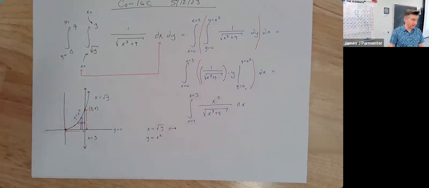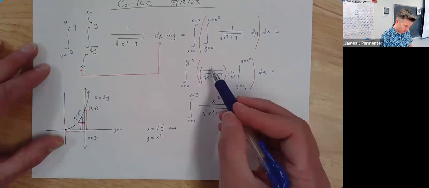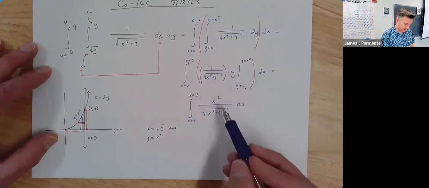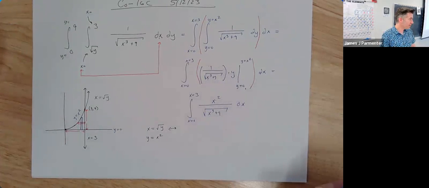Want to make sure everyone's seeing that, right? I've got 1 over that times x squared minus 1 over that times 0, which just ends up being x squared. That. And now the good news is this is going to be really easy to do a u substitution for.